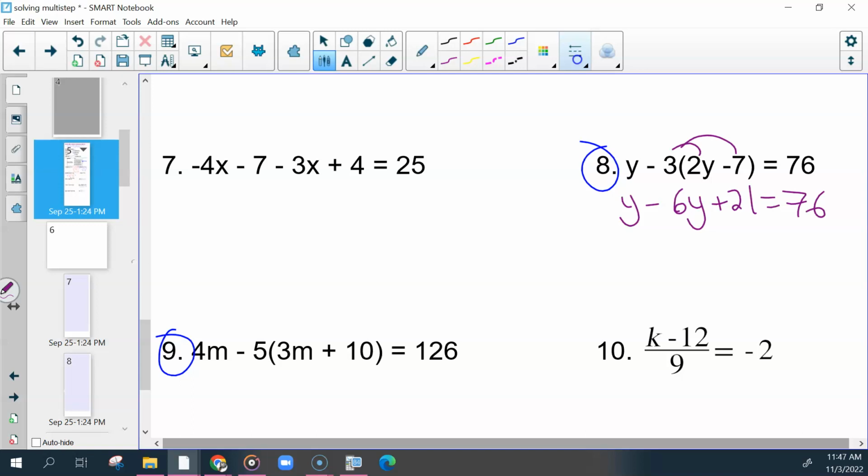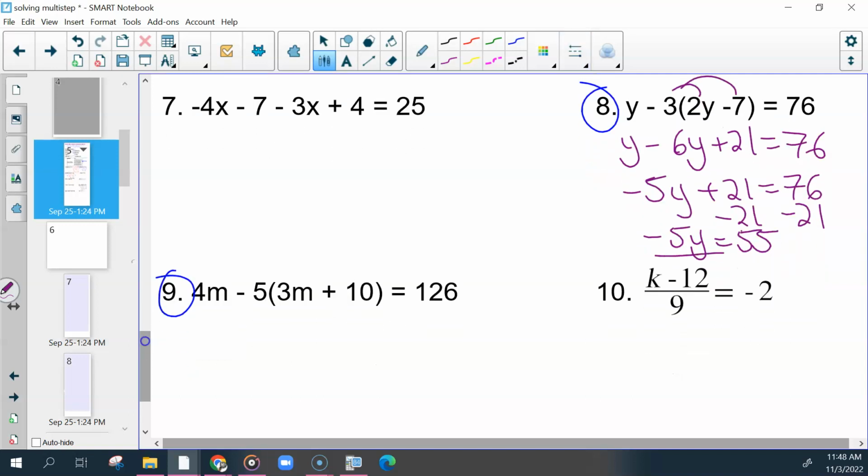What are those, like terms? Okay, so if we combine those, that will give us a -5y. Then the problem looks similar to some of the others, where we just need to add or subtract and then divide. So then from here, what would we do? Victoria, go ahead. Subtract 21. And divide everything by -5.